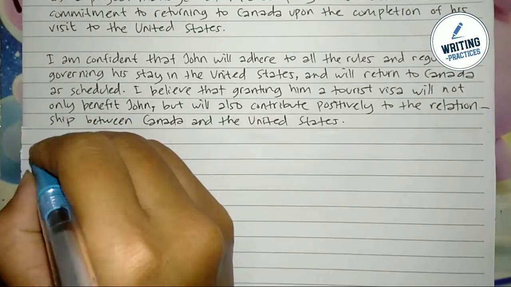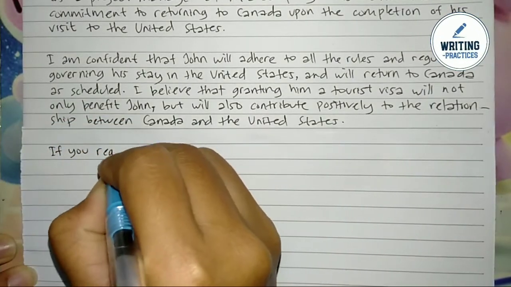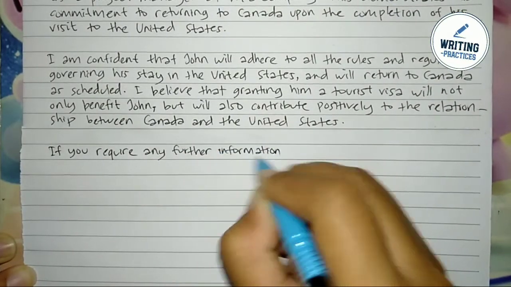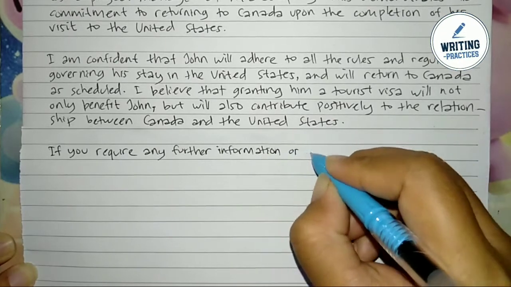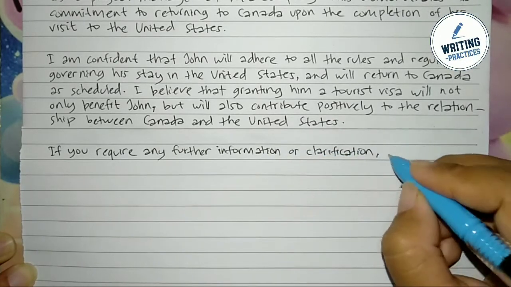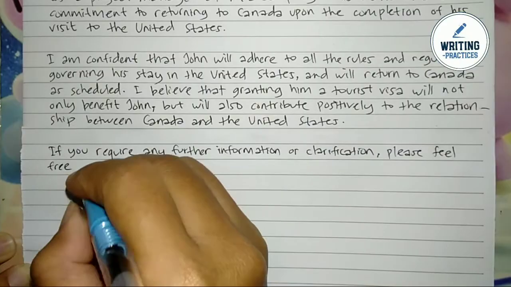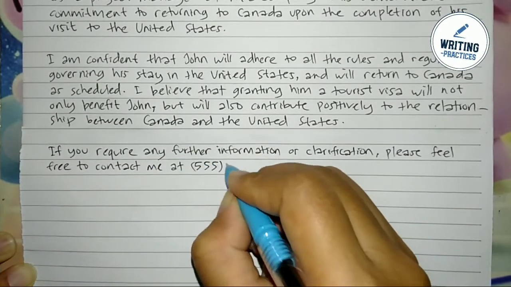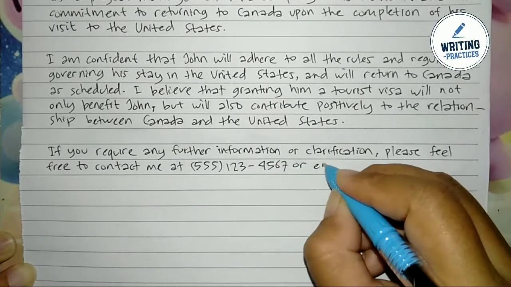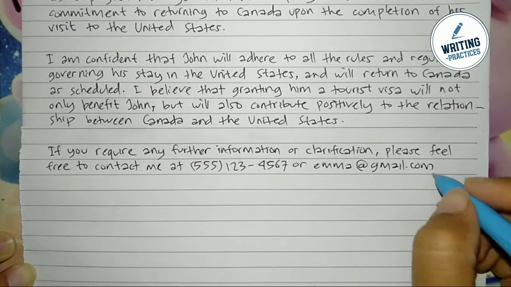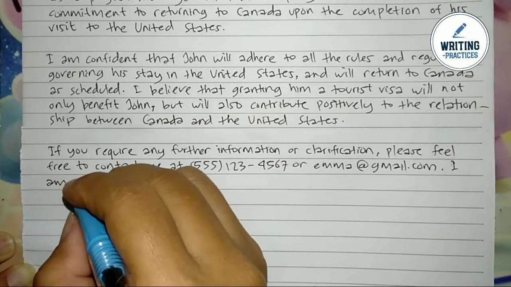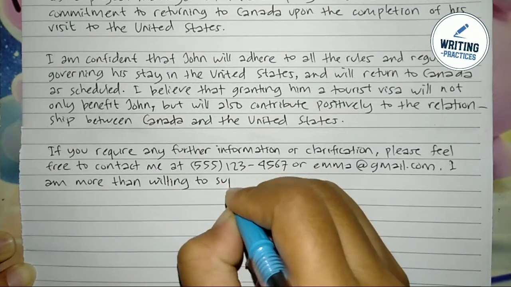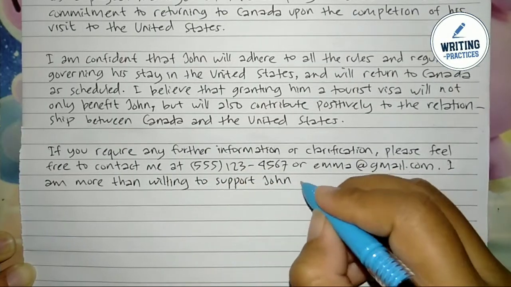In the fifth paragraph, this is where the writer offers further assistance if needed. It means, you need to give your personal contact information. It may be your phone number, or email address, or both. And here, you can write something like, if you require any further information or clarification, please feel free to contact me at 555-123-4567, or emma.thompson@email.com. And show your eagerness to be helpful for both the applicant and the embassy.